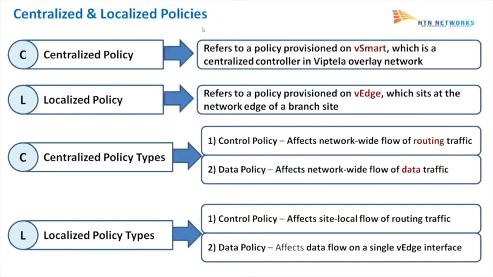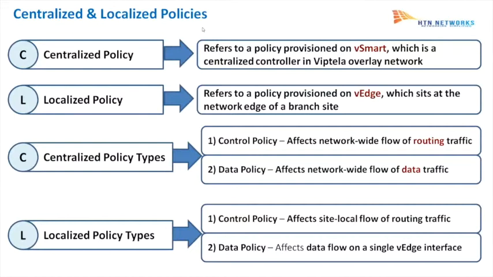So centralized policy refers to a policy on a vSmart. Okay, I take it back. So the centralized policy is configured on vSmart, which is a centralized controller. And localized policy is basically provisioned on a vEdge router, which sits at the network edge of a branch. So any local policy you configure on vEdge, any central policy you configure on vSmart.